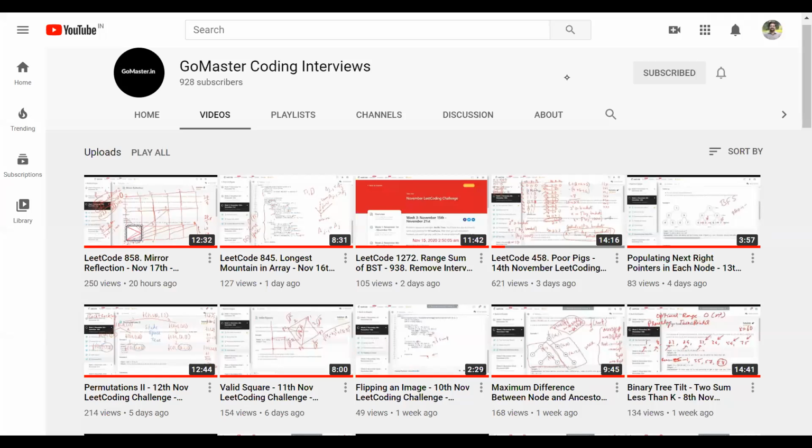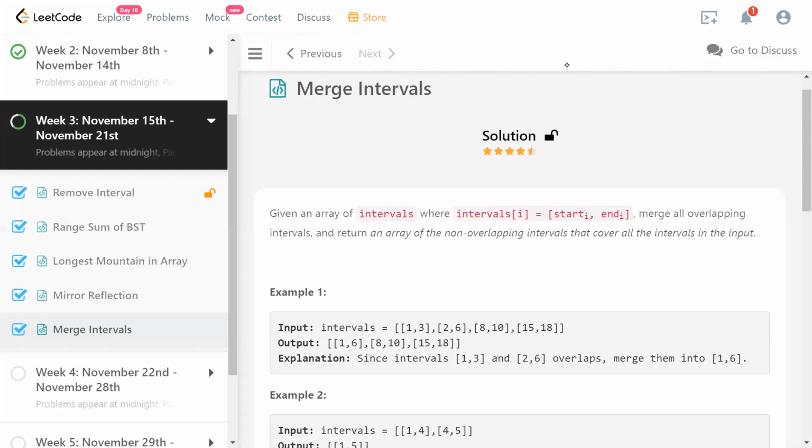Hello, I'm Channabam Kapoor. I'm going to discuss my solution to the LeetCode problem Merge Intervals. It's today's daily challenge in LeetCode.